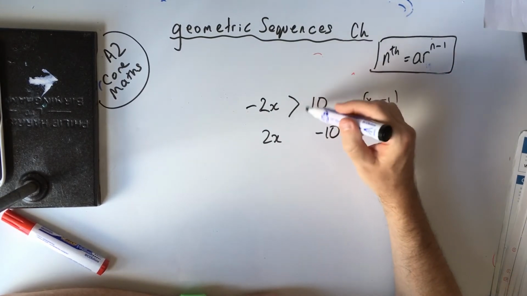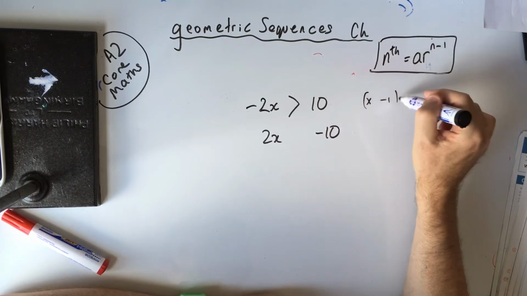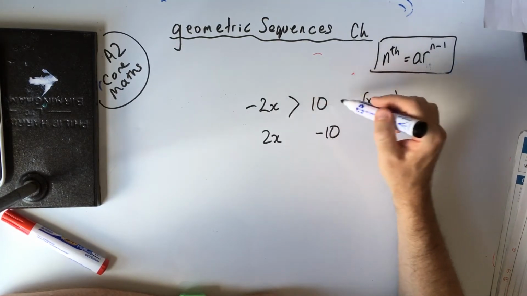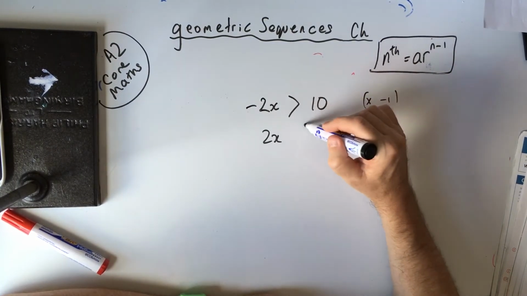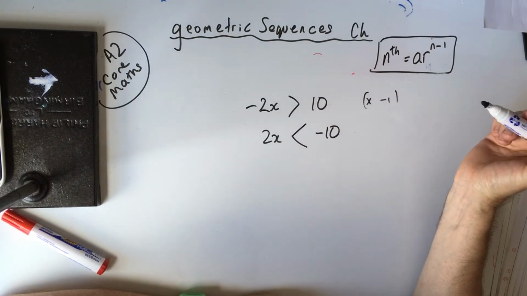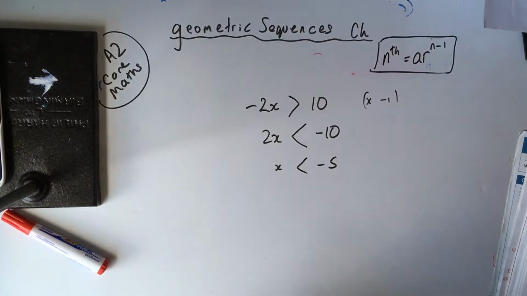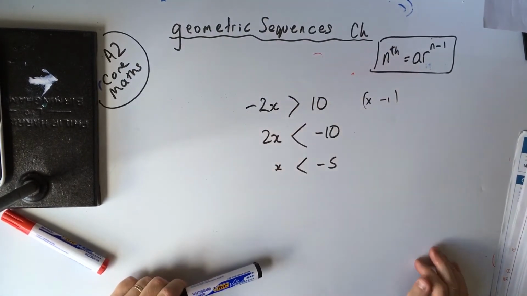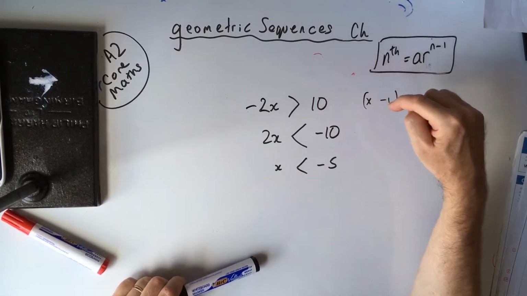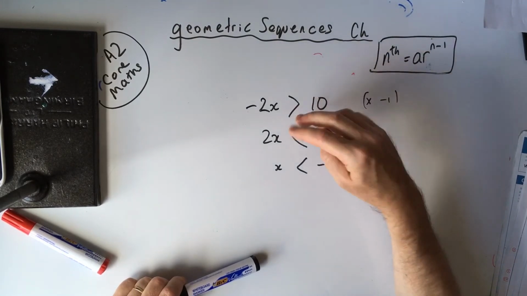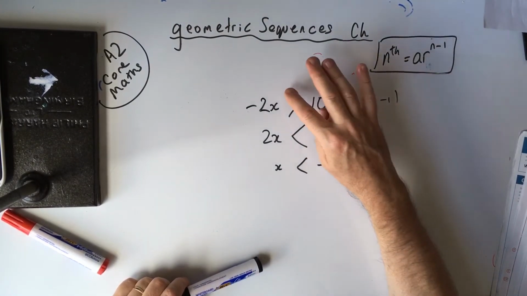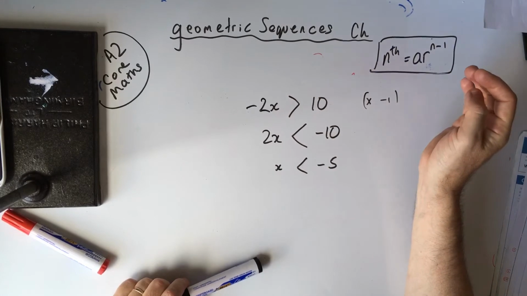But do you remember that little rule? If you times by a negative number when you're solving inequalities, you have to flip the sign round, okay? And then you'd have x is less than -5. Otherwise, you get the wrong answer, okay? It doesn't actually work. So you've got to remember that if you times by a negative number or divide each side by a negative number with inequalities, you've got to flip the sign round.